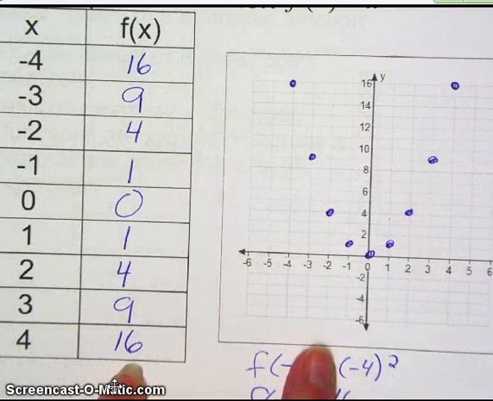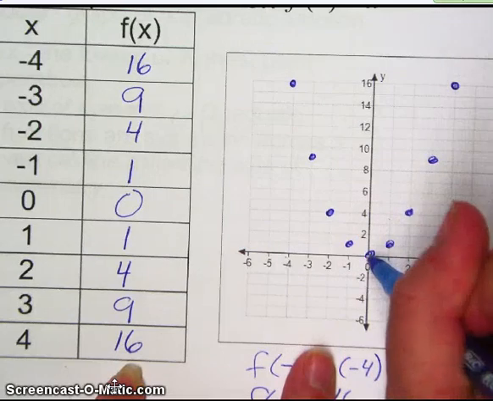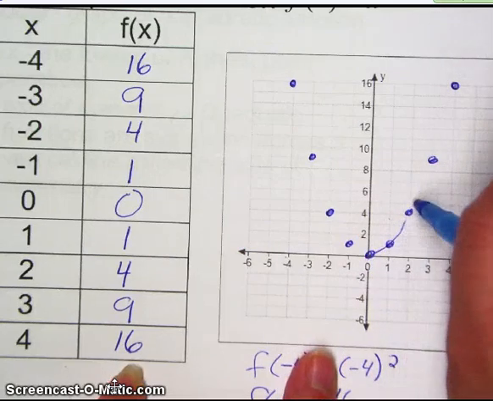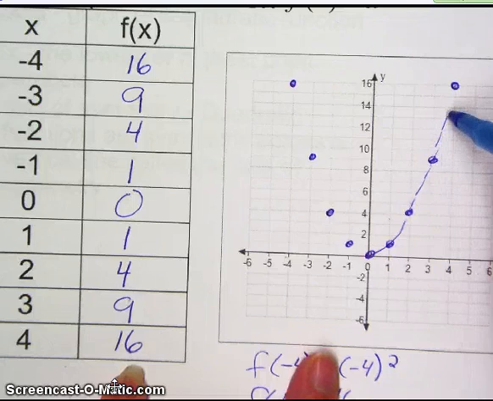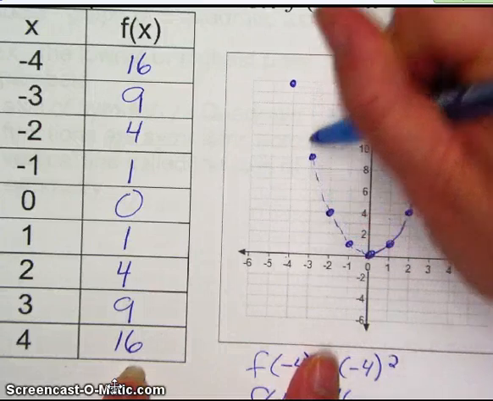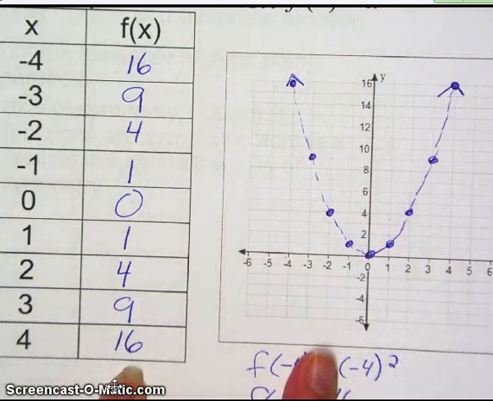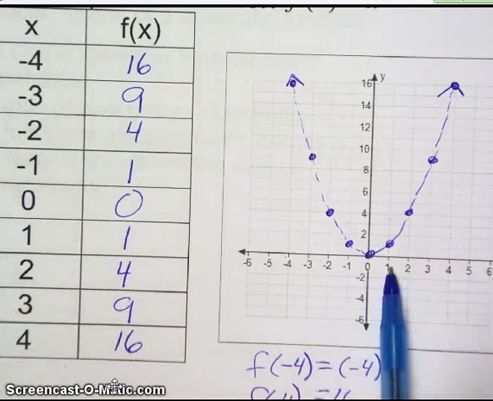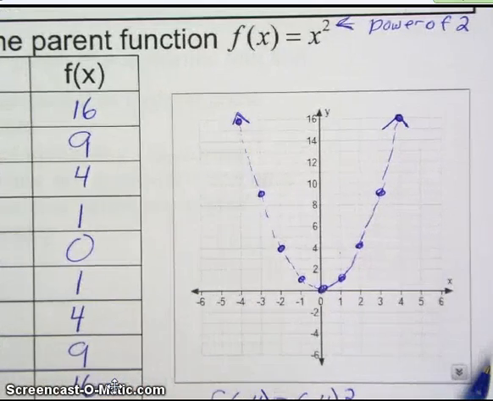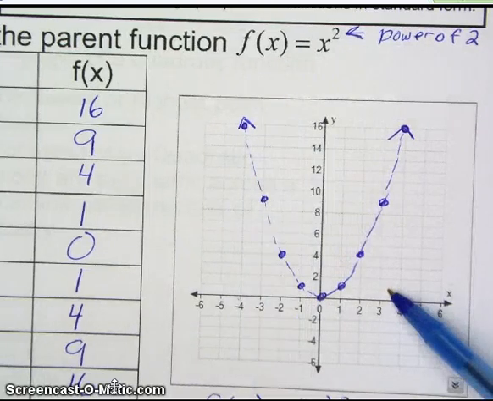All right, so there are all of those points plotted, and then I am going to connect all of the points in between by just creating a smooth curve. I'm putting some arrows at the end to indicate that this pattern will continue forever over all of the real numbers. All right, so this is what the parent graph, the equation of the parent graph, is f of x equals x squared. This is what the parent graph looks like.